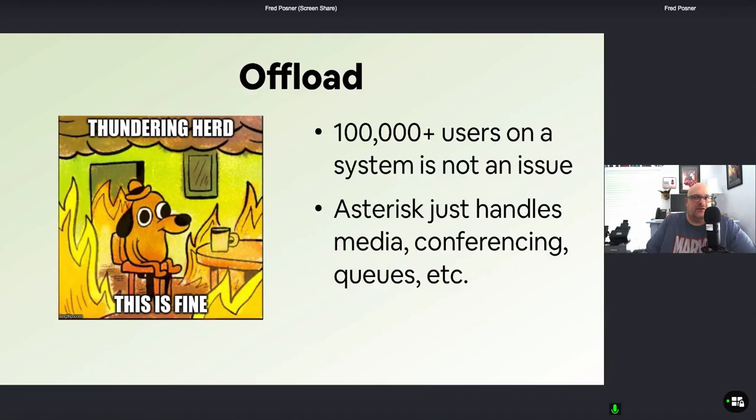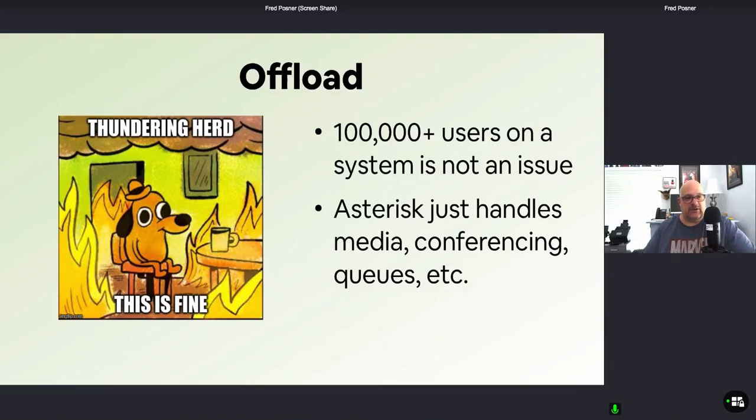So on Asterisk, you start getting 200, 400 users, you start seeing a lot of traffic, and it takes away some of the CPU that you would normally use for other call handling, and you start seeing that the overhead Asterisk needs to handle well over 400 users is significant. Well, on Kamailio, handling 100,000 users on a system is not an issue at all.